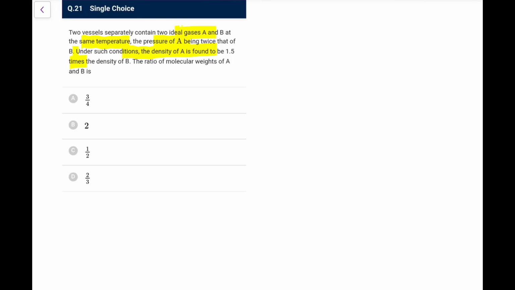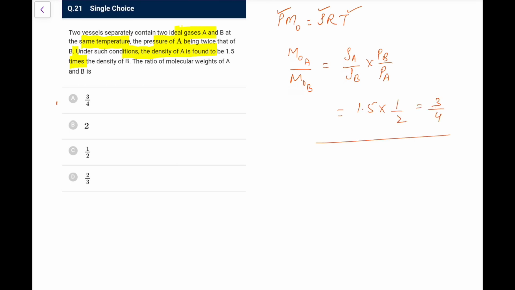Okay, two vessels separately contain two gases at the same temperature, pressure of A being twice that of B. We don't know about the volume, but because of density, I know the form of the ideal gas law: P M0 equals rho RT. Temperature is given, the pressure ratio is given, and the density is also given. The molar mass ratio I can directly say, M0A upon M0B is equal to rho A upon rho B into PB upon PA. So rho A upon rho B is 1.5 and PB upon PA is 1 by 2. So it comes out as 3 by 4. So go for option A. Not a tough one, simple application of your ideal gas equation.